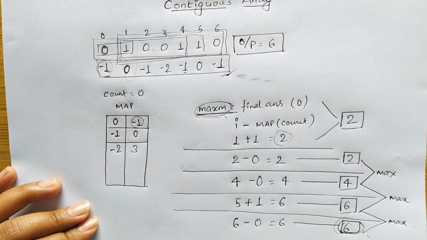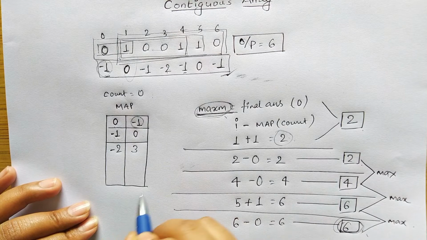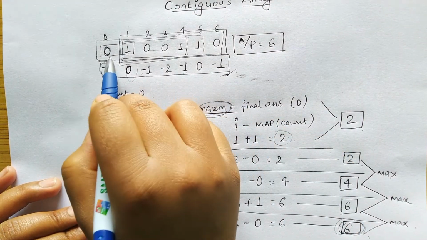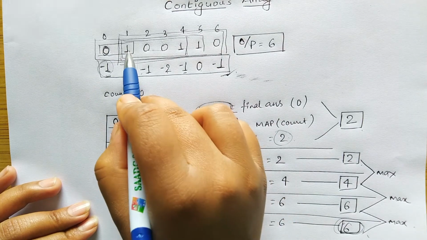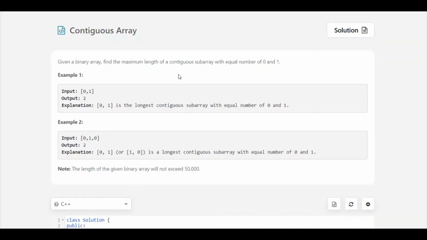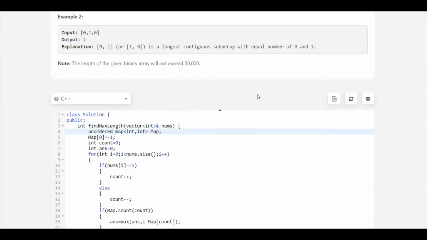This is how this question is solved. You have to use hashing, a map, and calculate the sums. If we encounter 0, we subtract 1. If we encounter 1, we add 1 to it. I hope you understood the basic algorithm.